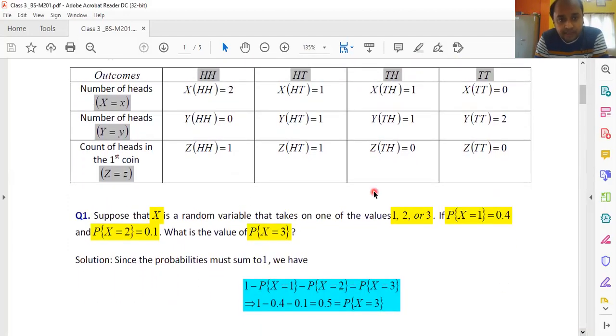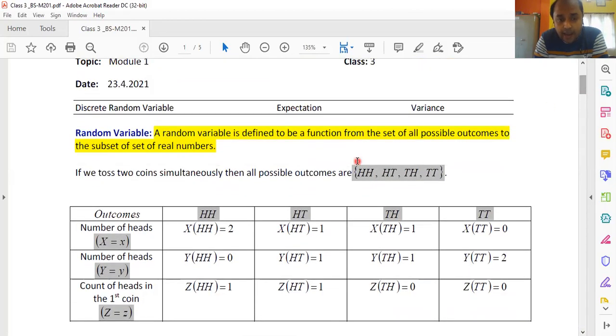Now, these counts, what are we actually representing? We are seeing that on your left side, you consider a sample space which consists of these particular outcomes: HH, HT, TH, and TT. On the right hand side, you have a subset which contains the numbers 0, 1, and 2. For these two, you have the subset 0, 1, 2. For the last one, you have a subset 0, 1.